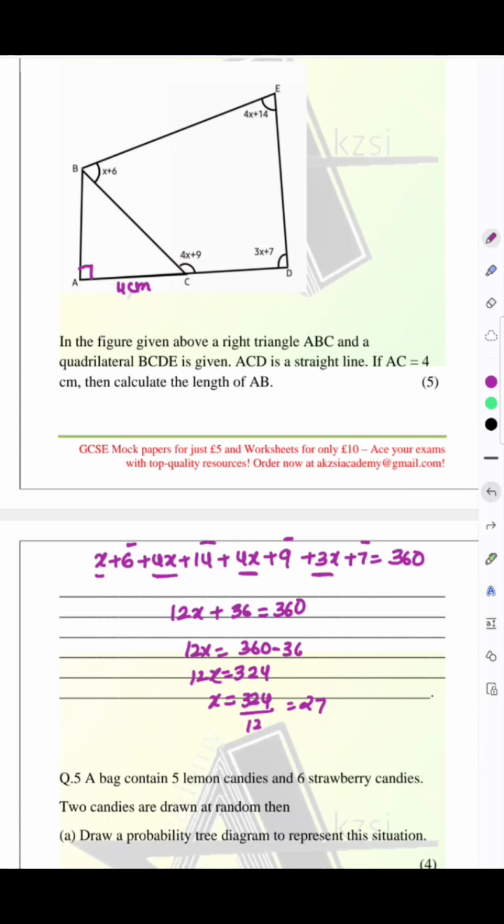Since we have already calculated the value of x, this angle is much simpler, which is 4 times 27 plus 9. I have substituted the value of x as 27 and got the answer 117. Now we know that angles on a straight line add up to 180 degrees, which means this angle is 180 minus 117, which is 63. Now we have a right triangle ABC with one side 4 and one angle 63.